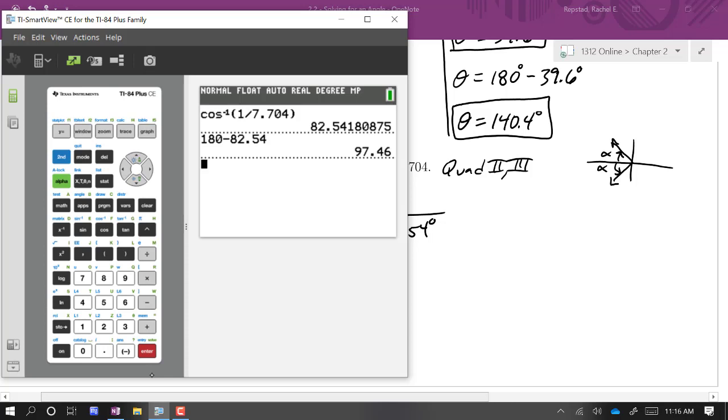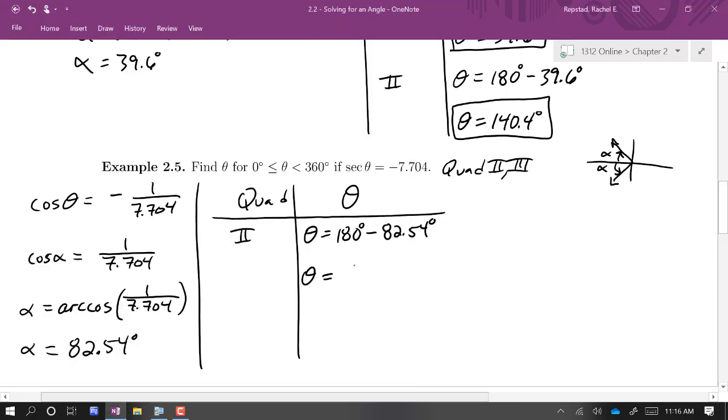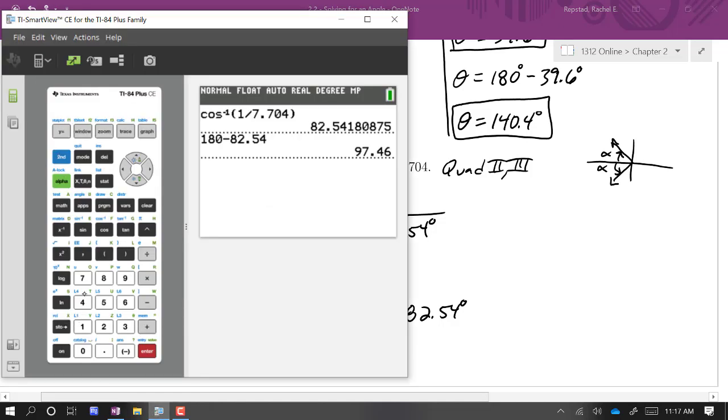I get 97.46 degrees for my second quadrant angle. And in the third quadrant, 180 degrees plus 82.54 degrees is 262.54 degrees.